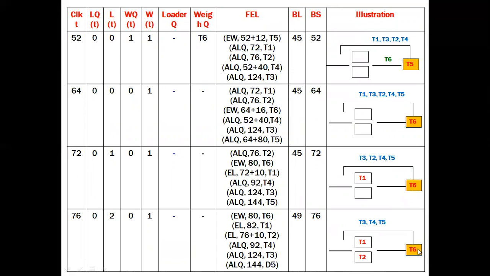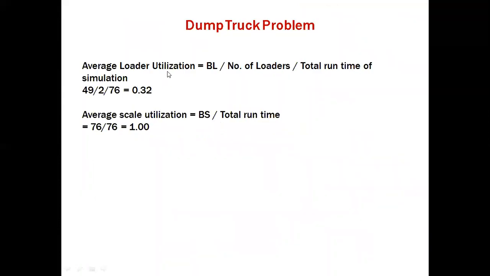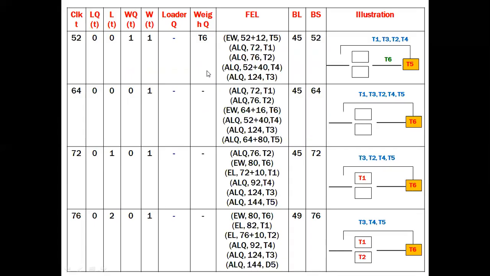So once all the trucks are out, say T6 here, T6 is here. So once it is out, then you can stop it. So at clock 76, we are stopping here. So the average loader utilization will be busy loader time divided by number of loaders divided by total runtime of the simulation.